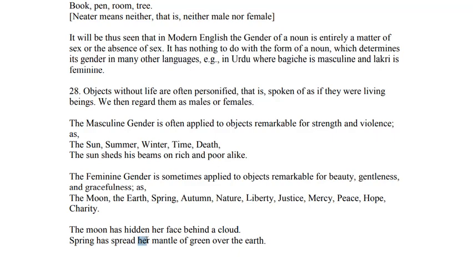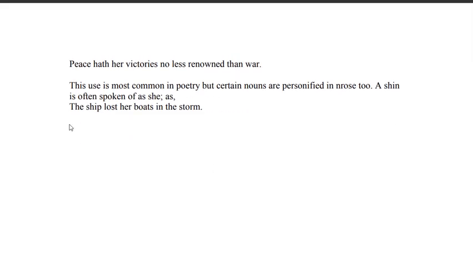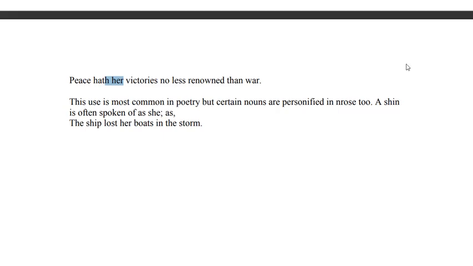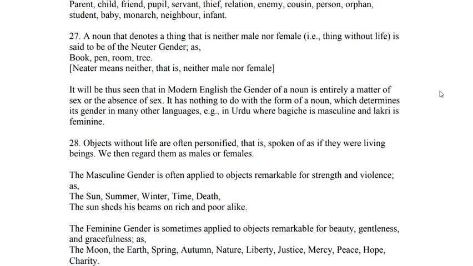Peace hath her victories, no less renowned than war. We know that peace is a noun of neuter gender, but peace is also known for its beauty and its gracefulness and its gentleness. Peace is not known for its violence and strength. So, look at the pronoun her. Peace is being spoken of as if peace is a female animal. Peace is being personified. This is called personification. When you speak of an object which is neither male nor female as if you are talking about a male or female animal, you are actually personifying.